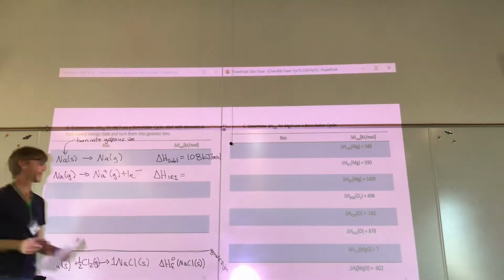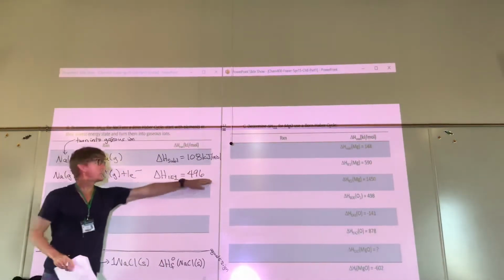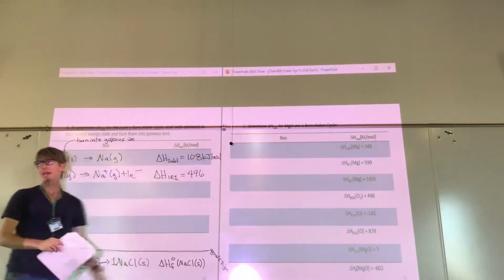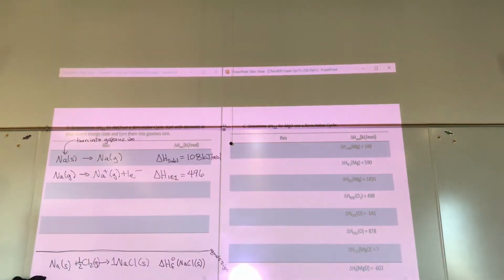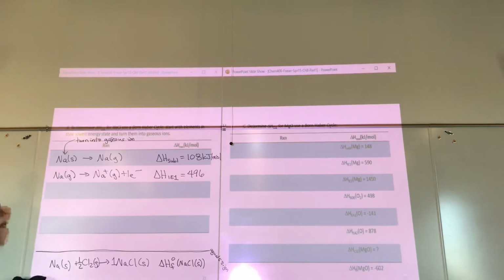The value for that, 496. I'll omit the units since the units are up here at the top, kilojoules per mole. Side note, all ionization energies are endothermic as well. Taking an electron and removing it from any of these atoms on this periodic table is an endothermic process. We have trends in them, of course. As we go to the left and as we go down on the periodic table, the ionization energy decreases.